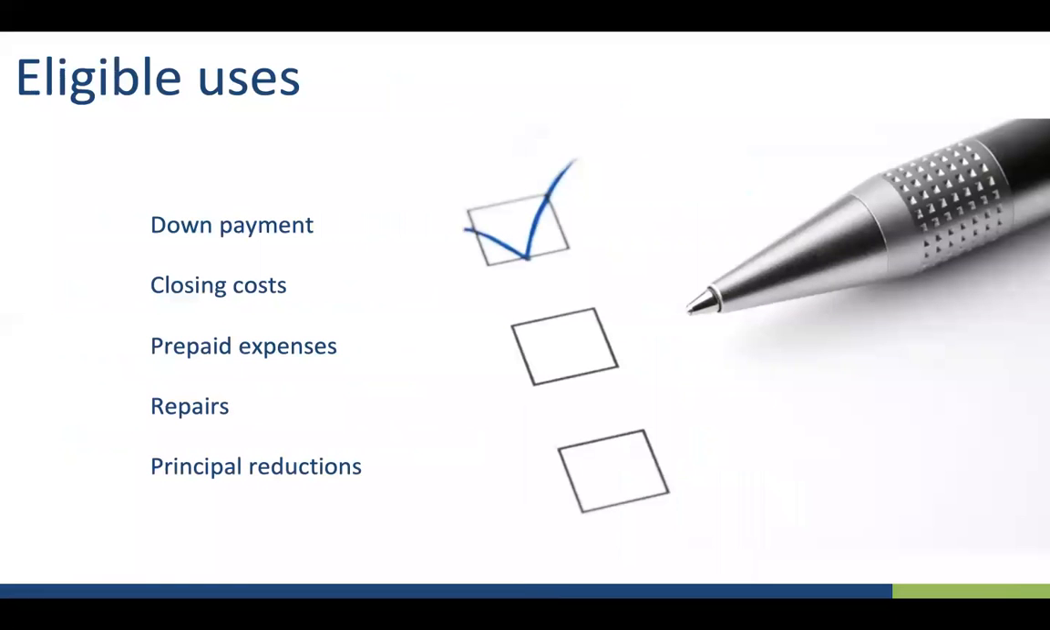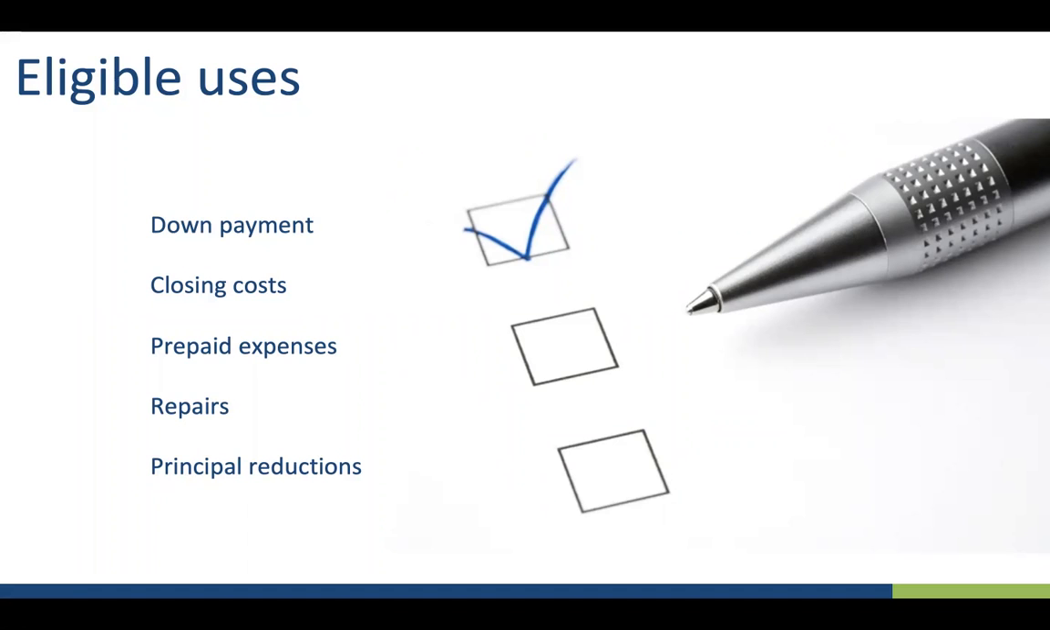Now, what can these funds be used for? Down payment, closing costs in many cases. Sometimes prepaids or certain prepaid expenses can be covered by the down payment assistance program. Sometimes they can be used in limited cases for repair or rehabilitation of a property. And principal reduction is more like, well, here's a common scenario now.